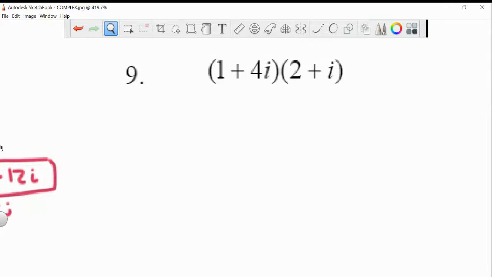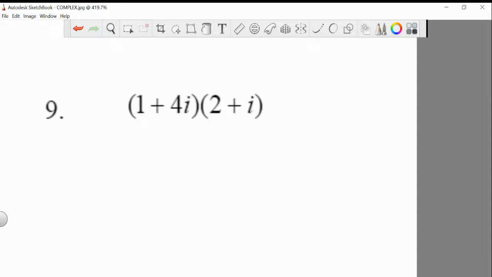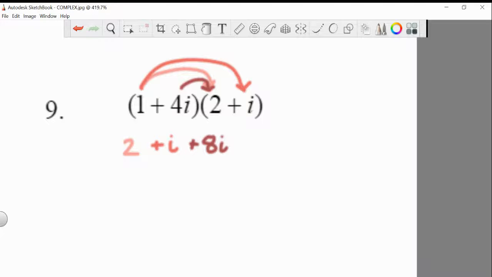And let's do a couple foiling questions here. Now, foiling is a few more steps, but we're going to do the exact same process as we've done before. We've got 1 times 2. That's going to be 2. Then we're going to go ahead and do 1 times i. That's just going to be i. Then we're going to go ahead and do 4i times 2. That's going to be 8i. And then we're going to do 4i times another i. And i times i is going to make i squared. And so we're going to get 4i squared.